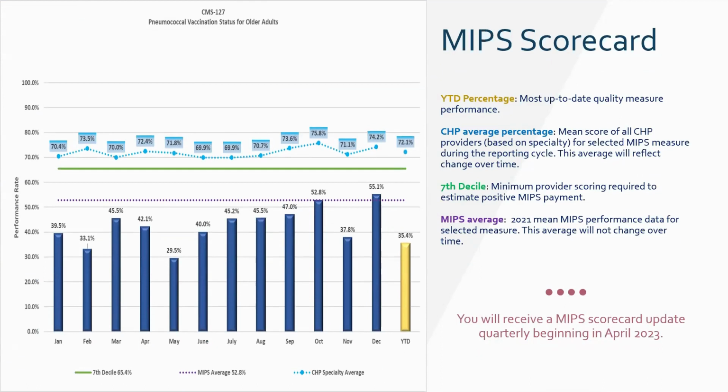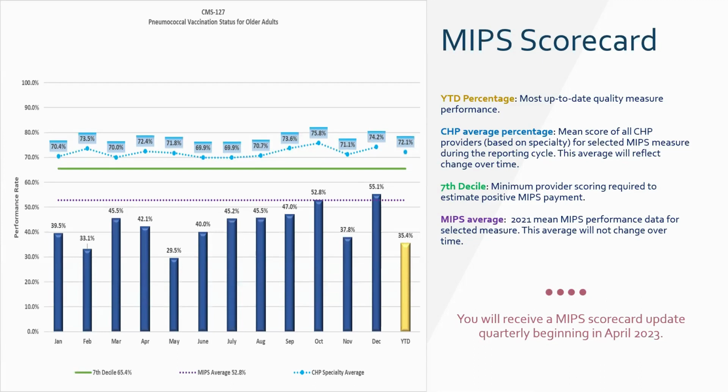This is an example of a CHP scorecard. Let's identify some important indicators in reading your MIPS scorecard. Your scorecard will consist of a year-to-date graph view. Each quality measure you are being assessed on will have its own graph indicating monthly performance rates for the data that has been collected, along with a year-to-date percentage shown in yellow at the far bottom right of your screen.